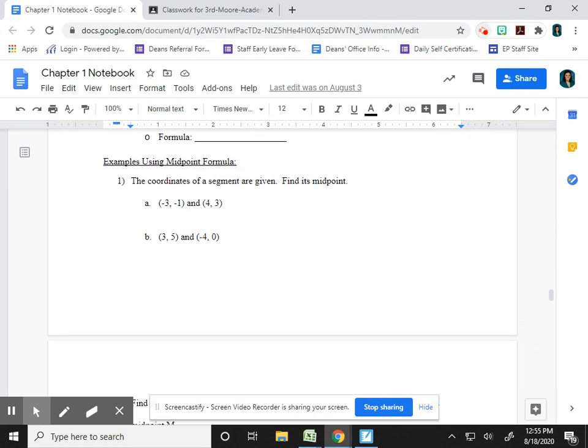All right, examples using the midpoint formula. So in letter A, I'm going to go ahead and label these because I think that's the easiest thing to do. You're able to follow the equation better. So I'm going to write the equation up above, which you guys already have, but since I erased my screen, I don't.